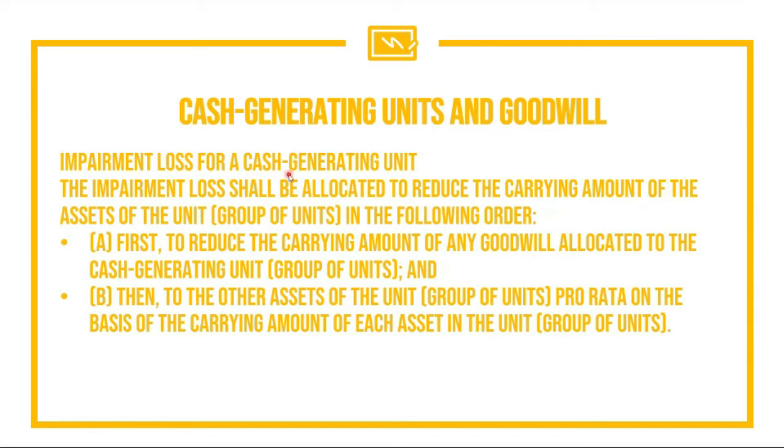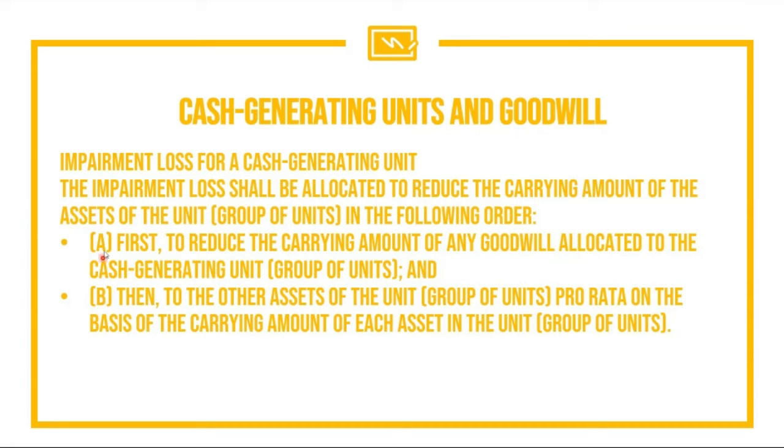Let's have the impairment loss for CGUs. So the impairment loss shall be allocated to reduce the carrying amount of the assets of the unit or the individual assets in the following order. Okay? So these rules have actually been existing since early 2000s. There have been very minimal changes in allocation of your impairment loss.